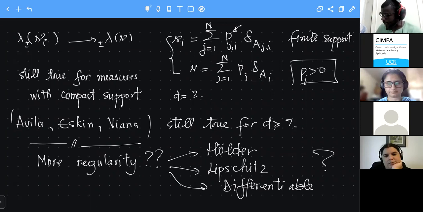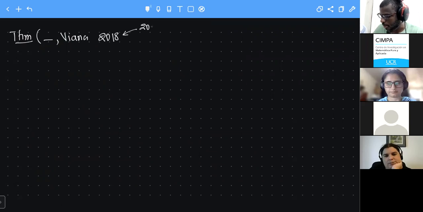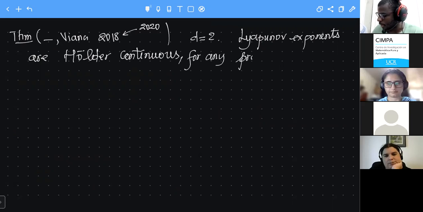Okay, so let me first answer this question. This is the theorem by myself and Marcelo. This was in 2018, and we published it in 2020, it is now available. What we prove is that in dimension 2, Lyapunov exponents are Holder continuous, for any probability measure with compact support.